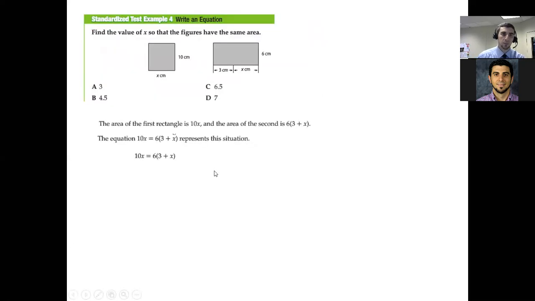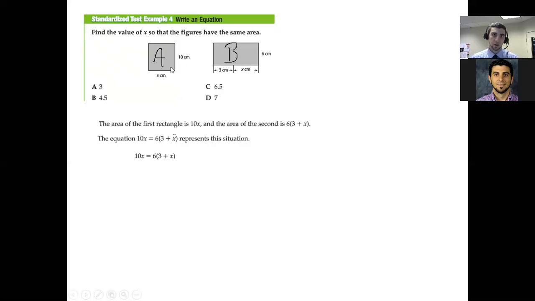So here's an example. Find the value of x so that the figures have the same area. Now notice one looks like a square, might be, we don't know the value of x, and the other one is a rectangle. Okay, so the area of the first rectangle, they want to have the same area. Here's how you got to think about it. The area of, we'll call this one A, has to be the same as the area of B. Well, how do you get the area of a rectangle?